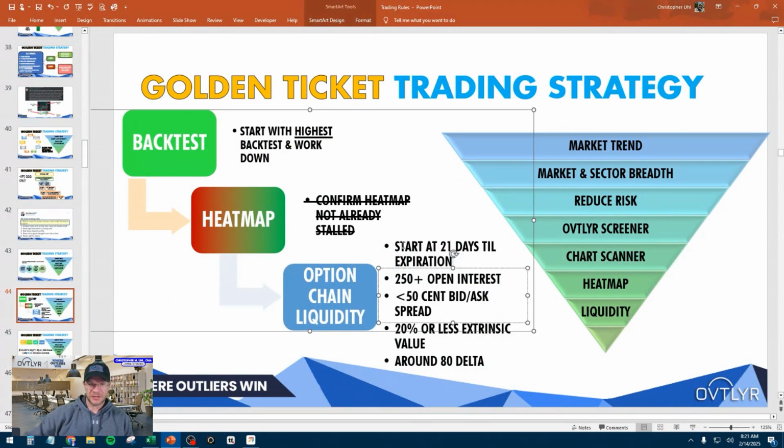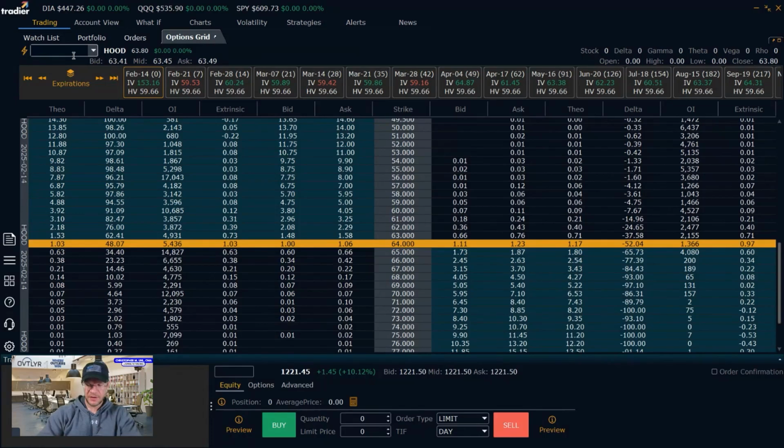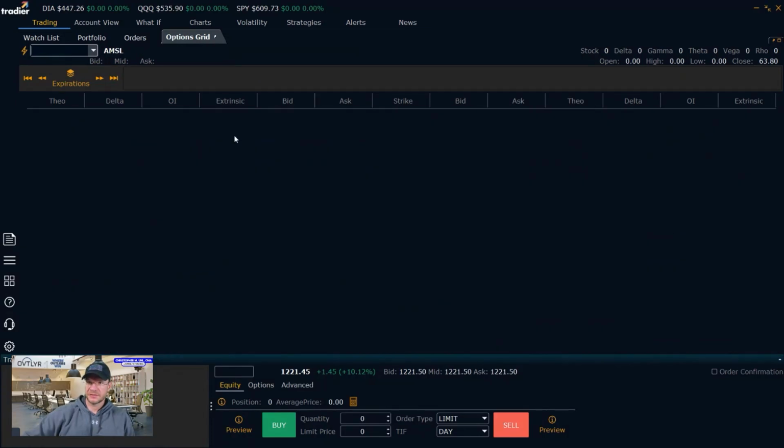So then I go to the options chains and I start at 21 days out. 21 days gives it time to work without having to pay too much. So we're going to go to AMSL. Does AMSL not have options? Well, that was a terrible example.